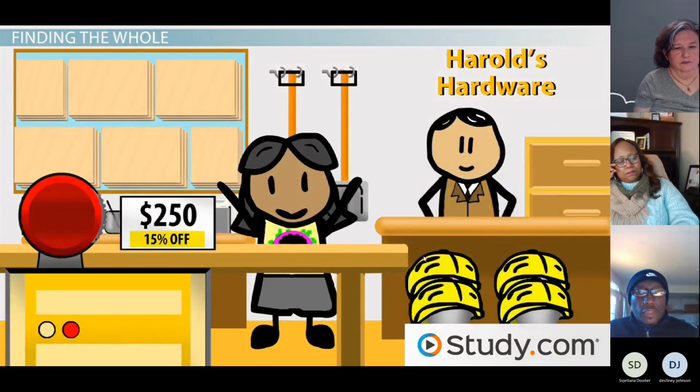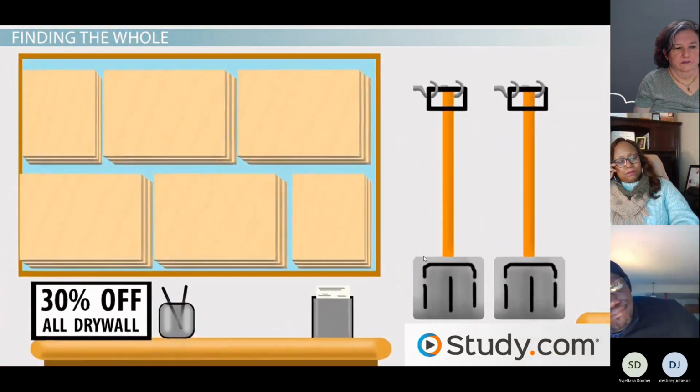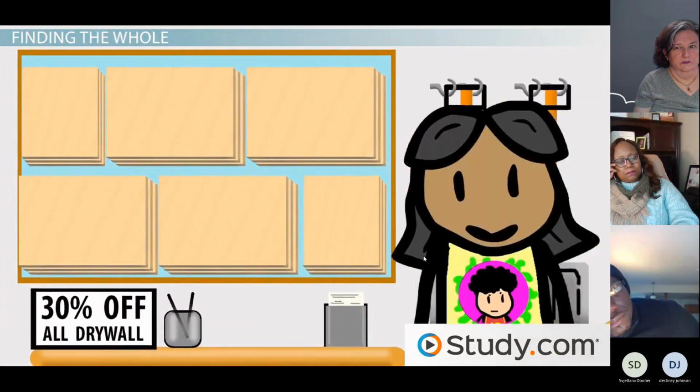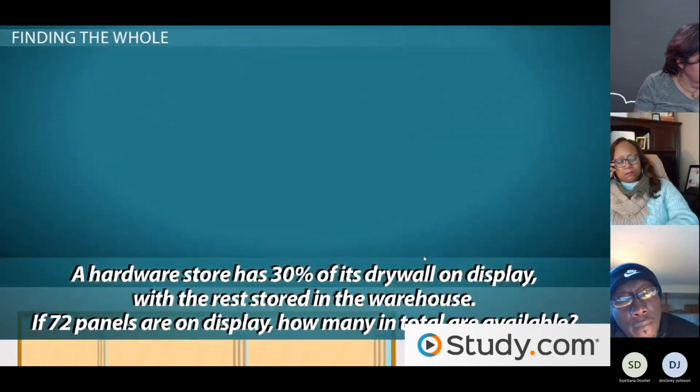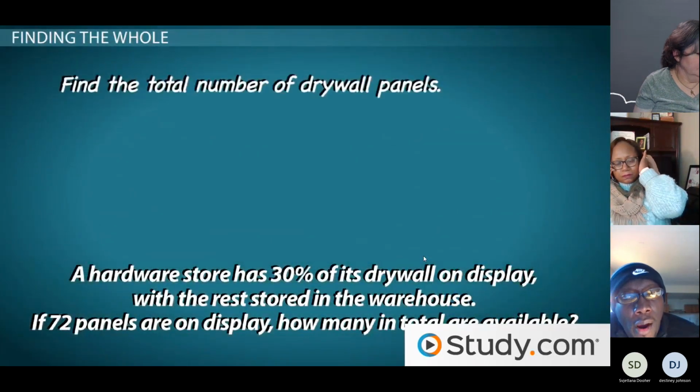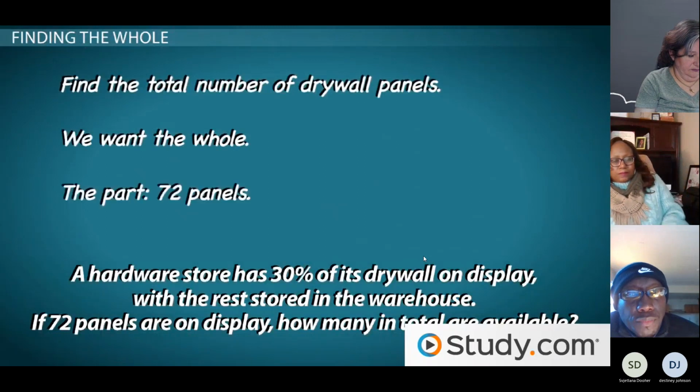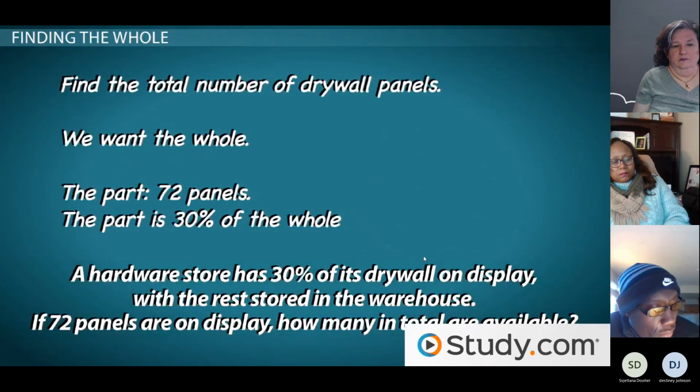Ashley was psyched to find a deal on a table saw. She hopes to also score a deal on some drywall. She needs a lot, and here's what she learns. A hardware store has 30% of its drywall on display, with the rest stored in the warehouse. If 72 panels are on display, how many in total are available? We're trying to find the total number of drywall panels, so we want the whole. We know the part, 72 panels, and we know the part is 30% of the whole.